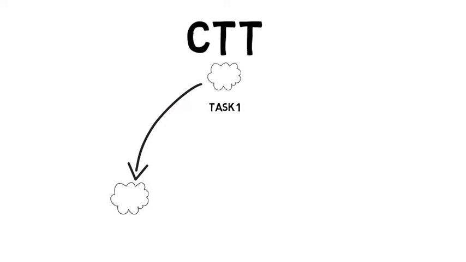There are different techniques to model tasks. CTT is one of them. It is mostly used in HCI for UI design of interactive applications. The basic idea of using CTT is decomposing tasks into subtasks. As we see here, task 1 is decomposed into task 2 and task 3.